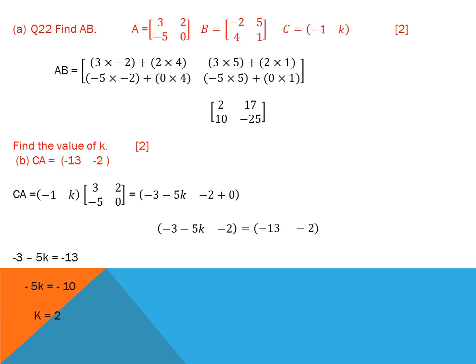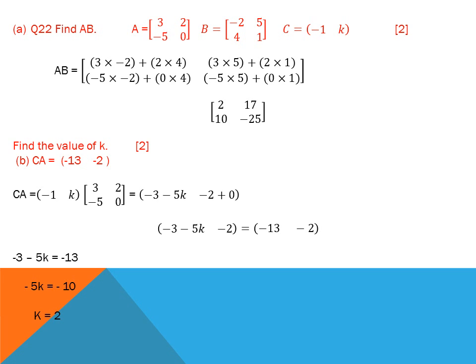Similarly, again row number 1 by column 2, 3, 2 row is multiplied by column 5, 1. 3 is multiplied by 5, take a positive sign, then 2 multiplied by 1. Similarly, the row 2 is multiplied by column 1, minus 5 by minus 2, then take a positive sign, 0 by 4. Then second row by second column, minus 5, 0 by 5 and 1, minus 5 into 5 plus 0 into 1. I will find the final answer to be 17, 10, minus 25 here.